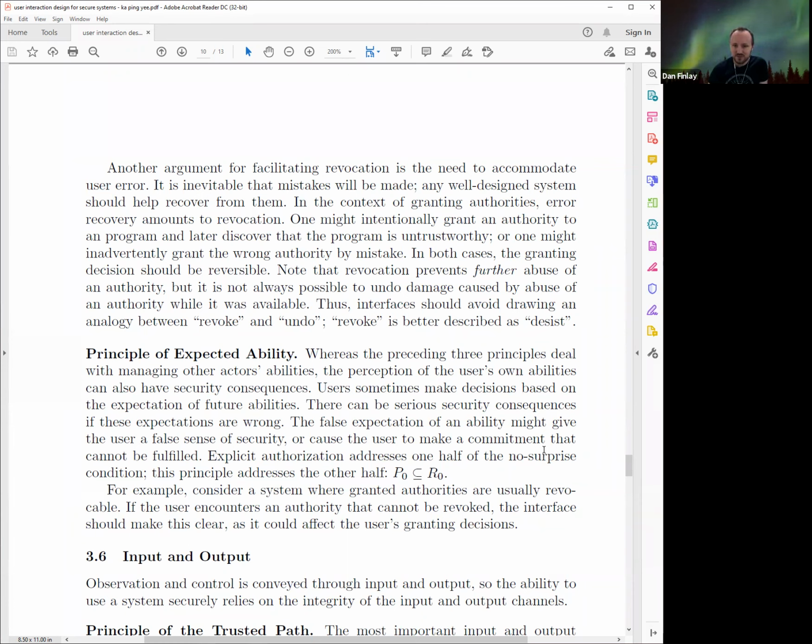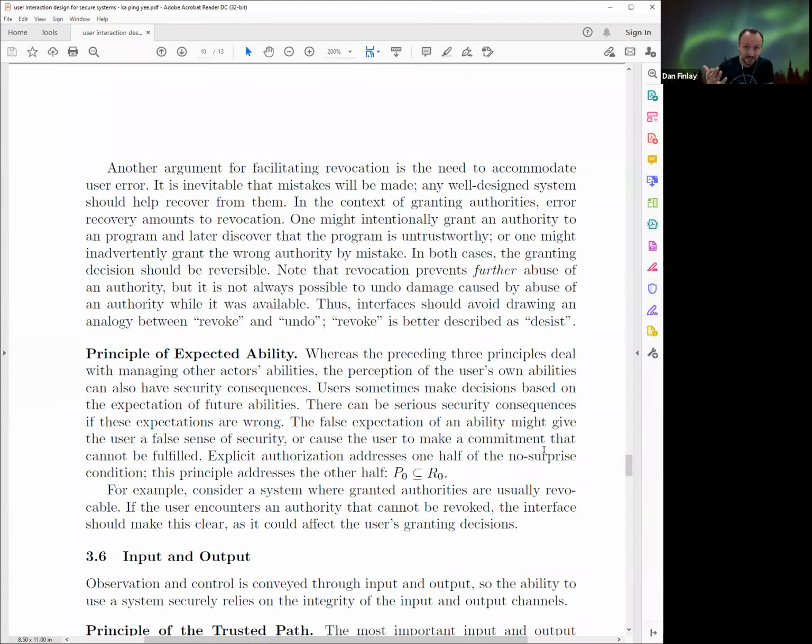One might intentionally grant an authority to a program and later discover that the program is untrustworthy, or one might inadvertently grant the wrong authority by mistake. In both cases, the granting decision should be reversible. Note that revocation prevents further abuse of an authority, but it is not always possible to undo damage caused by an abuse of an authority while it was available.